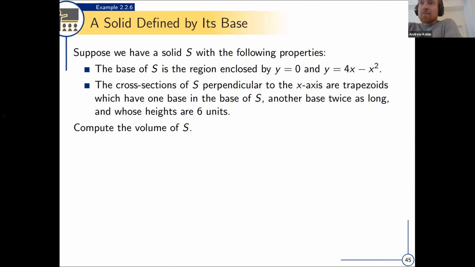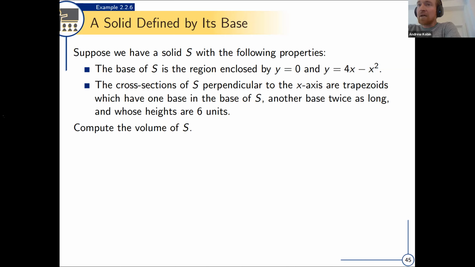Next, let's move away from rotation and try a slightly different problem. So let's suppose we have a solid, and I'll draw it for you in a moment, that has the following properties. The base of the whole solid is itself a region under a graph. This is a two-dimensional region in the xy plane between the x-axis, that's y equals 0, and the function y equals 4x minus x squared. The cross sections, if we slice this thing perpendicular to the x-axis, are going to be trapezoids.